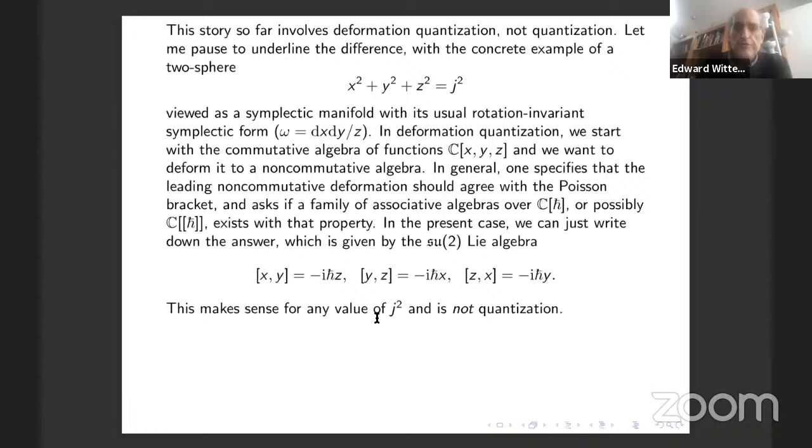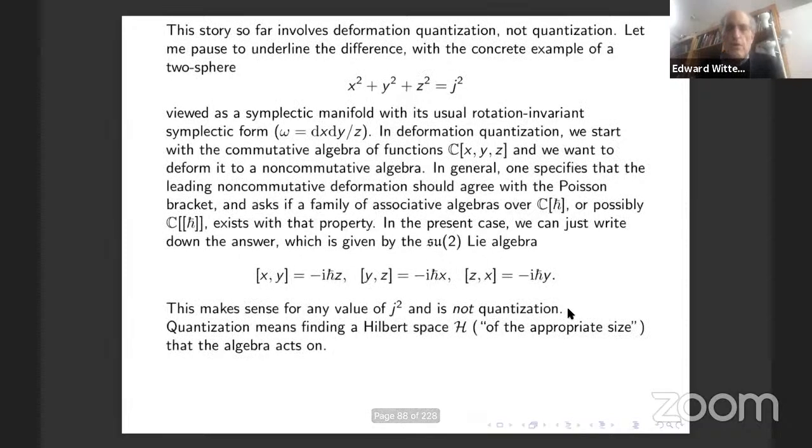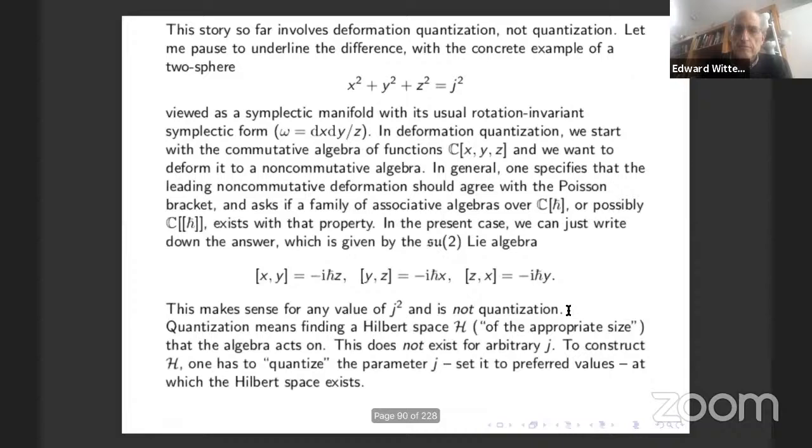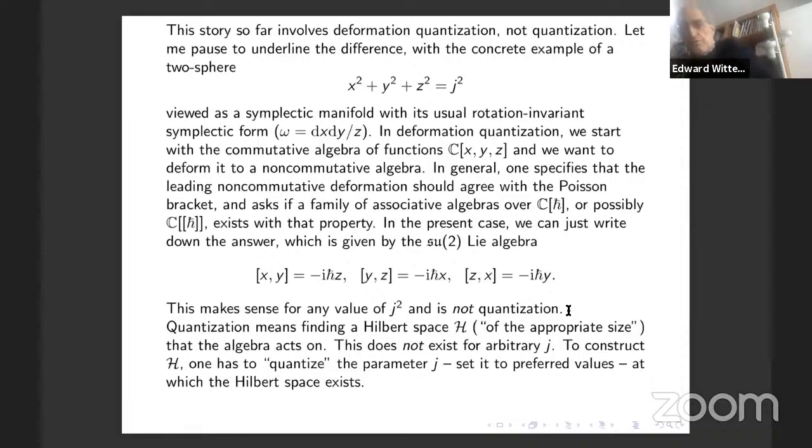This algebra was defined for any value of J squared, and it's not quantization. It's deformation quantization. Quantization means finding a Hilbert space of the appropriate size that the algebra acts on. That does not exist for arbitrary J. To construct the Hilbert space, you have to quantize the parameter J, set it to preferred values at which the Hilbert space exists. Namely, if J is h bar over 2 times an integer, then this algebra has an irreducible unitary representation, which is the quantum Hilbert space. So when we constructed the Hilbert space, we have accomplished quantization, not deformation quantization.